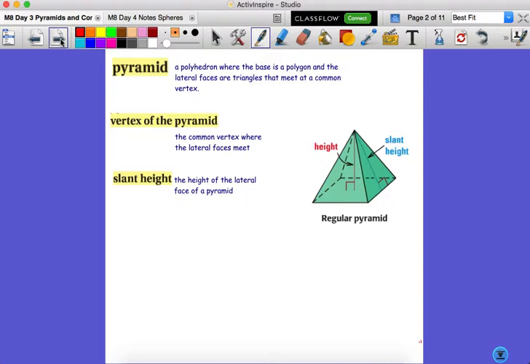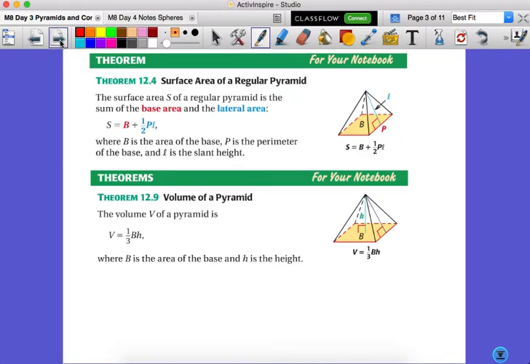So the vertex is the common vertex at the top where all of those lateral faces meet, and the slant height is the height of the triangle, but as it's shown here, because this triangle is tipped over a bit, if you will, it looks slanted. So we're going to refer to that as the slant height. So with that, you may notice on your formula sheet that you've got the surface area formula as the area of the base plus half the perimeter times the slant height. So that cursive L stands for slant height.